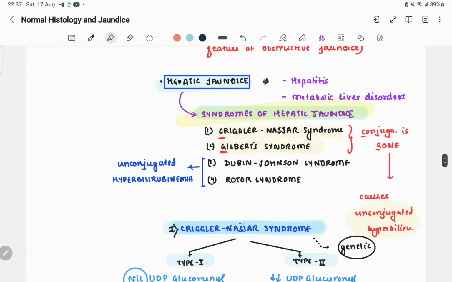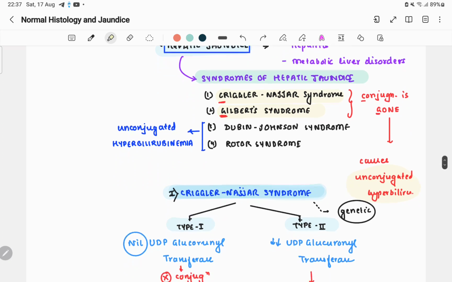What are the syndromes of hepatic jaundice? Hepatic jaundice has four important syndromes. One is Crigler-Najjar syndrome, one is Gilbert syndrome, one is Dubin-Johnson syndrome, and another is Rotor syndrome. These are the four syndromes.